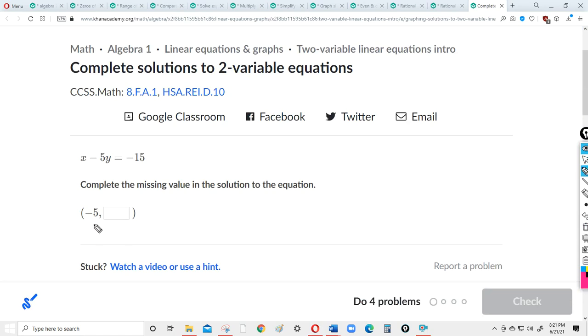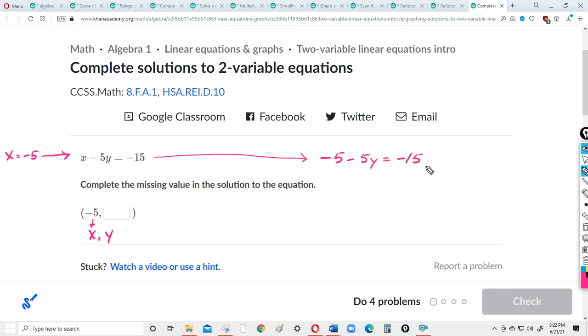Alright, one more. Again, this is going to be x comma y. So the -5 is your x, and we need to solve for y. So we want to plug in x equals -5. So rewriting this equation, in place of x, I'm going to put -5 minus 5y equals -15.